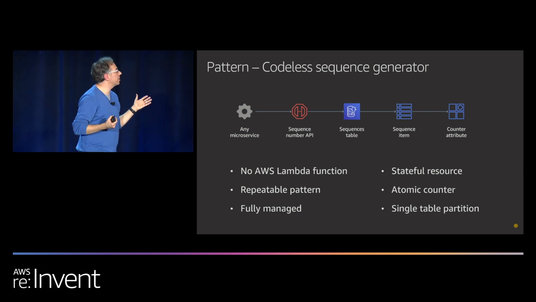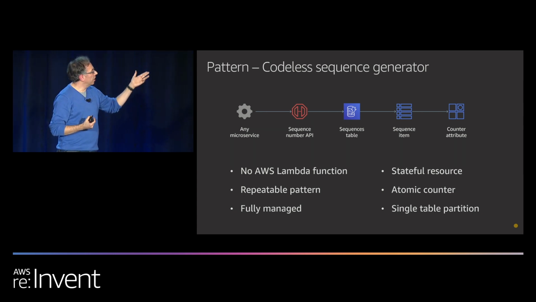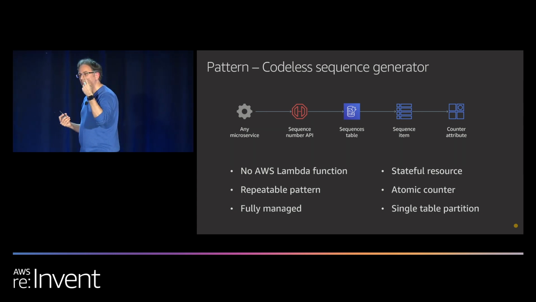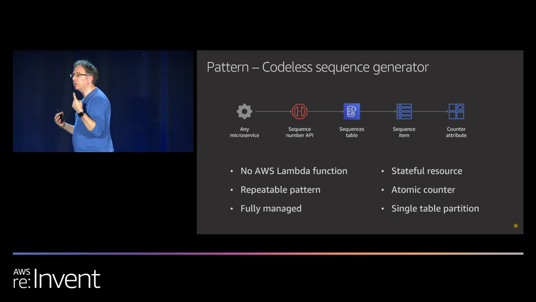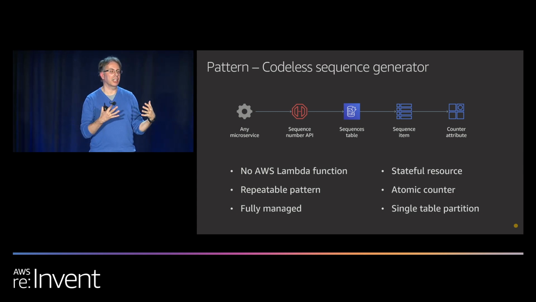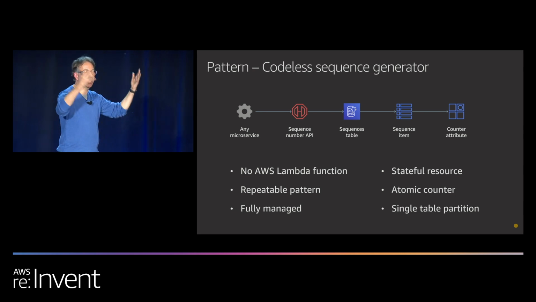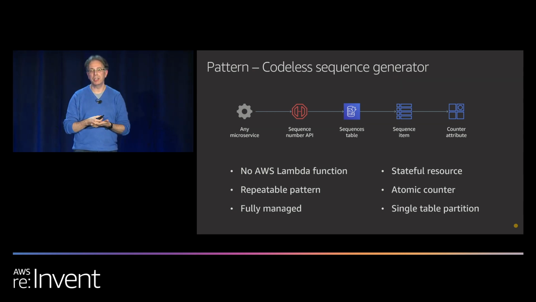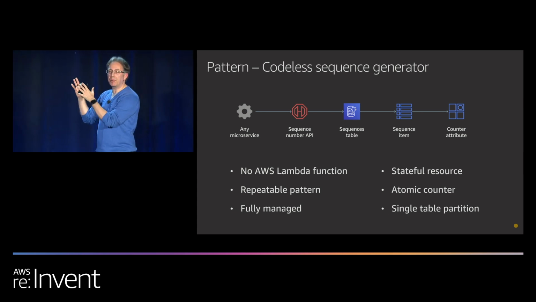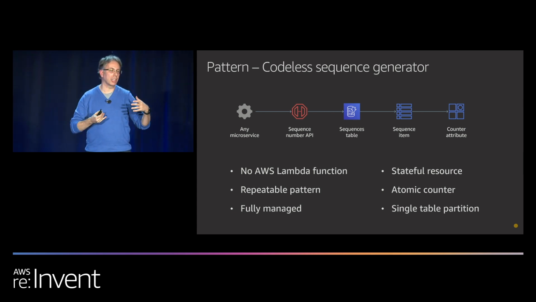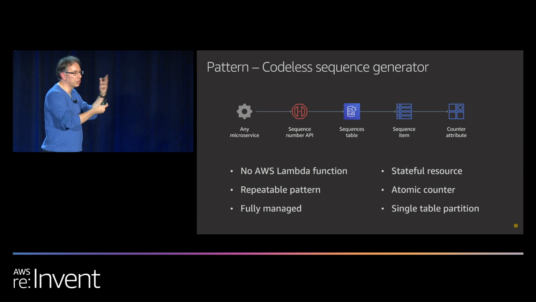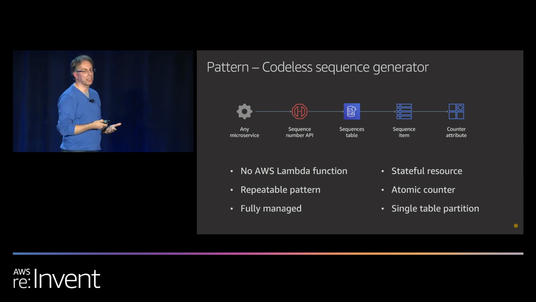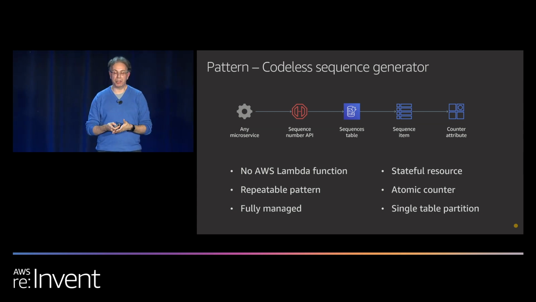The only limit of this architecture is that since each sequence is using a single DynamoDB item, it can only use the full throughput of a single DynamoDB partition. So it can't scale without limits, but you have the limit of the throughput of a single DynamoDB partition. This normally is not a problem because normally sequences, you don't call them multiple times per second. It's something that you call when you need to create an order ID, for example. So it is normally okay.